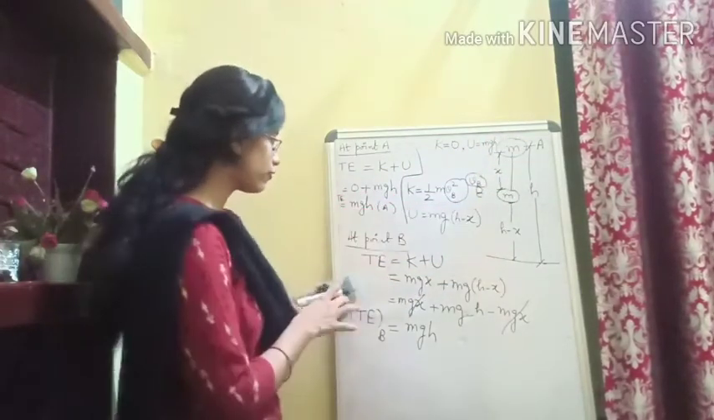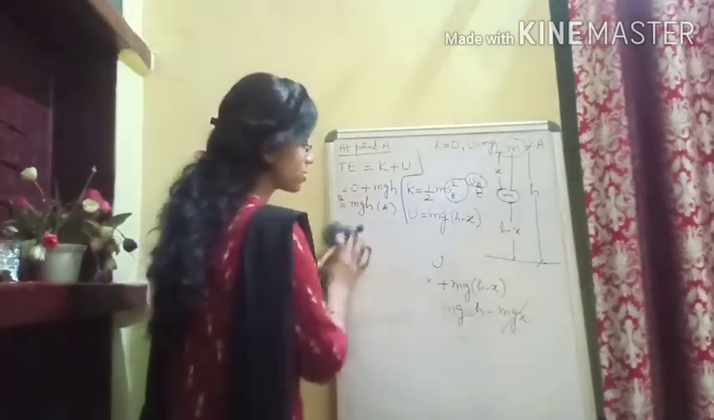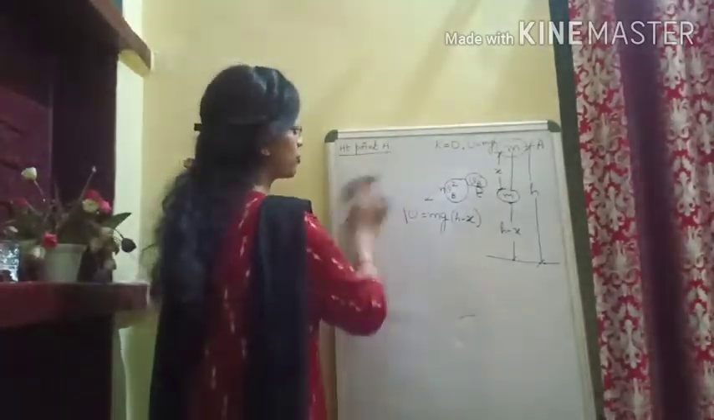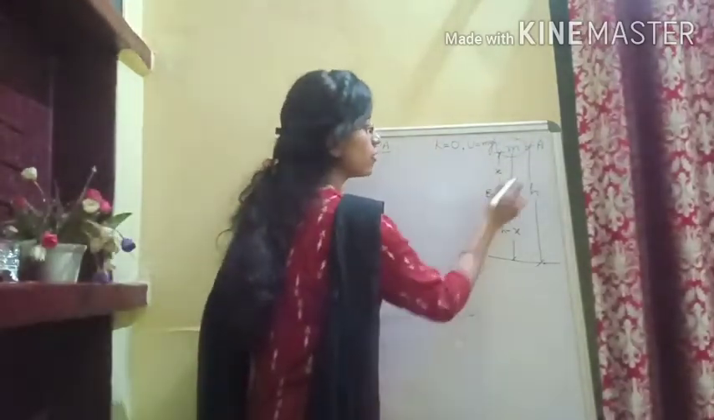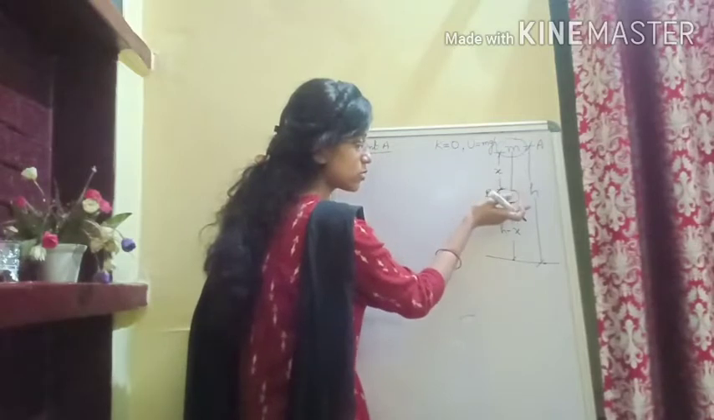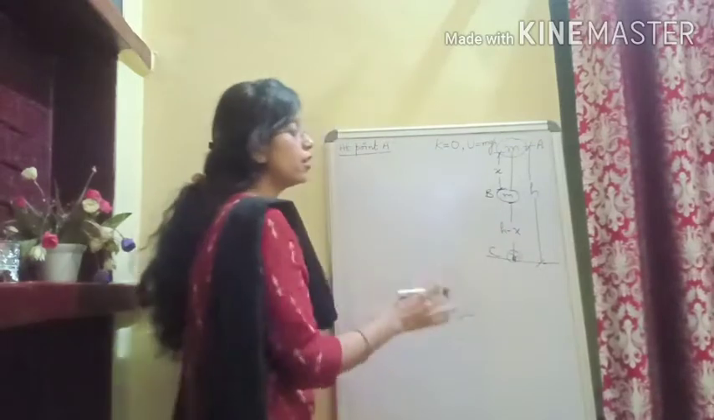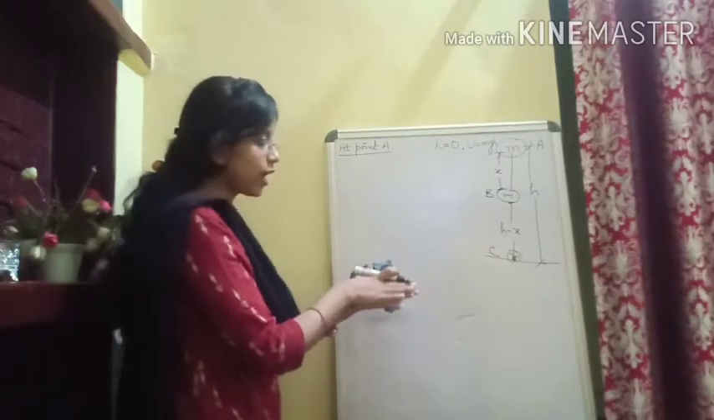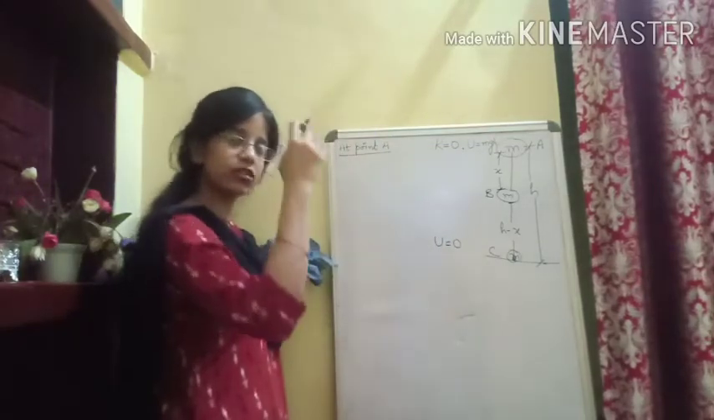Now let's see another point, what is the value of the total energy at that point. We have taken the energy at point A, we have taken the energy at point B. Now let's say the body is again coming down to a point C on the surface of Earth. When the body is hitting the surface of Earth, what will be the height of the body? 0. If the height is 0, what will be the value of potential energy? 0, because in mgh, h is 0.